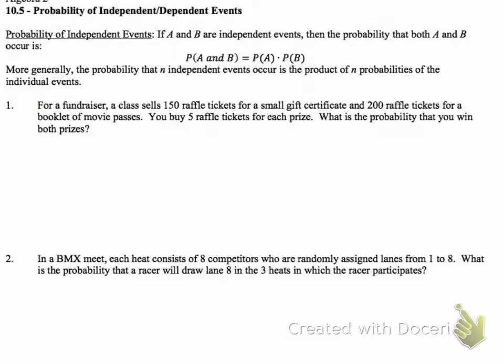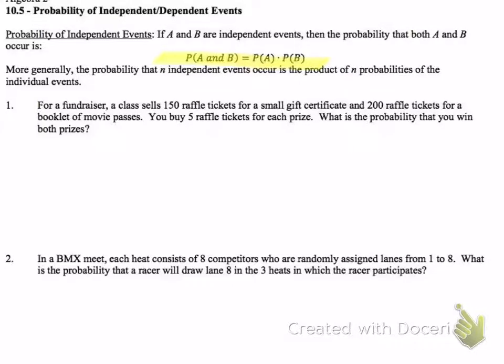So for the probability of independent events occurring, to find their intersection, you just multiply them together. You'll be given this formula as well for independent events: A times B. You just multiply them together. That's easy. For dependent events, it's a little bit different because there's not a specific formula for it.